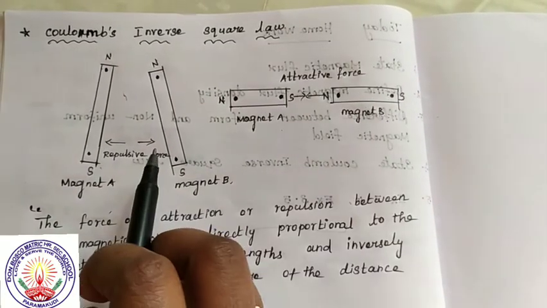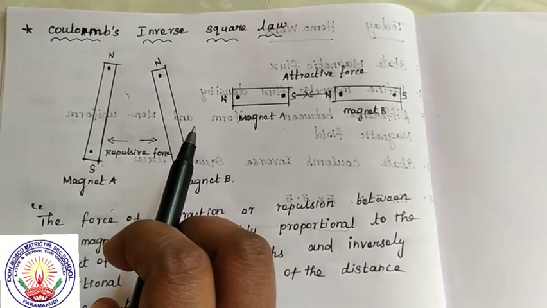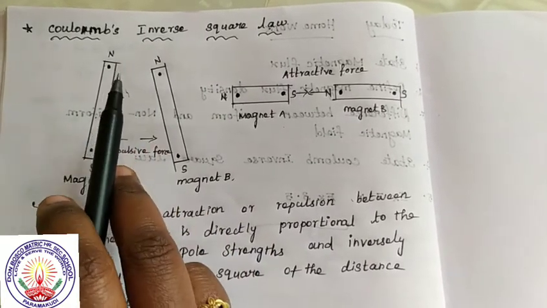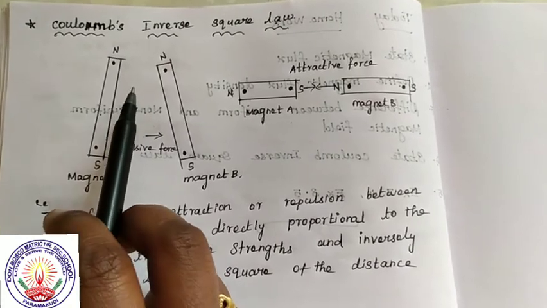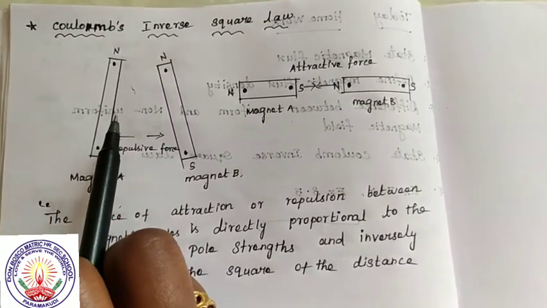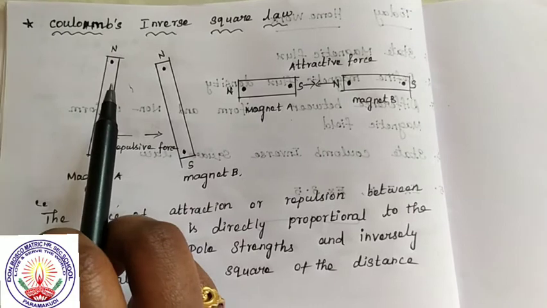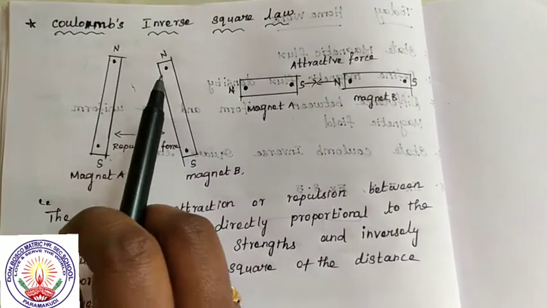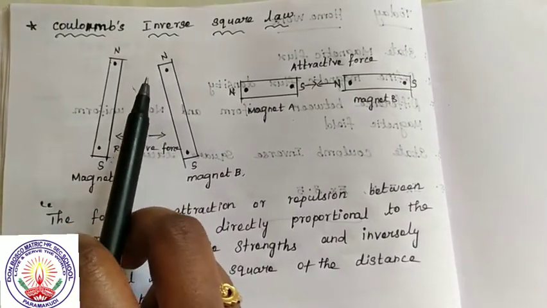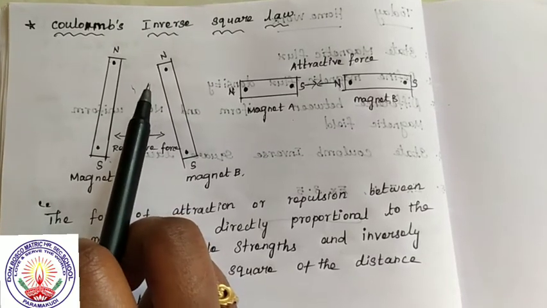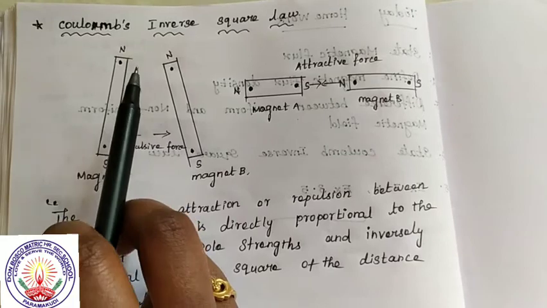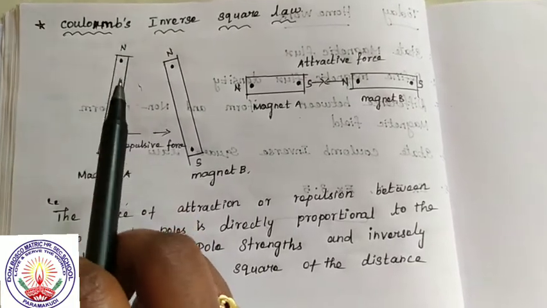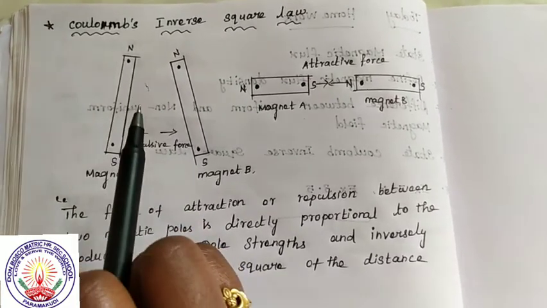So Coulomb's inverse square law is based on electrostatics. Already we discussed Coulomb's law in the first chapter, electrostatics. Coulomb's law means the interaction between two charges. But Coulomb's inverse square law is about a pole strength. Remember that well, a pole strength.